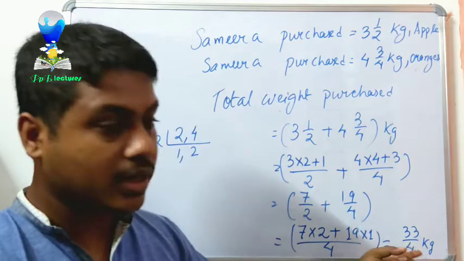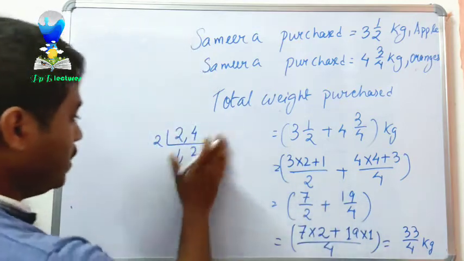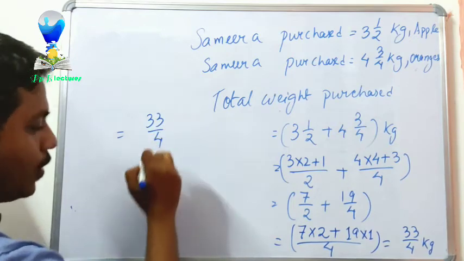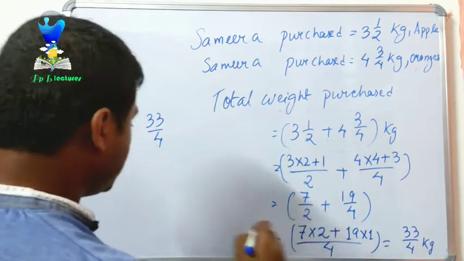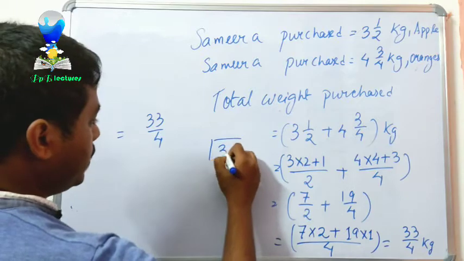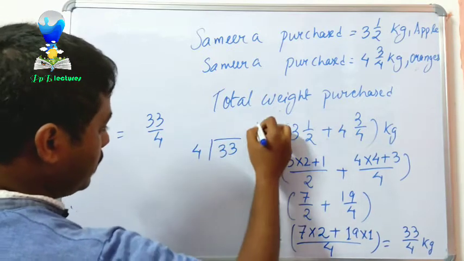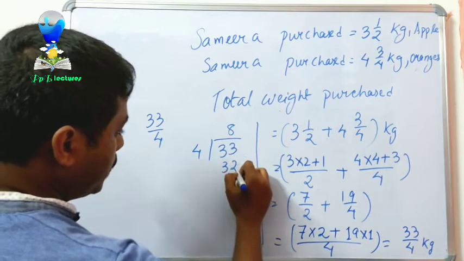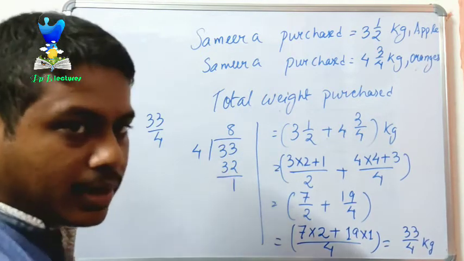And if you want to convert this into a mixed fraction also, we can convert. So we have got the answer as 33 by 4. If you want to convert it into a mixed fraction, 4 8s are 32. 1 will be left out as a remainder.